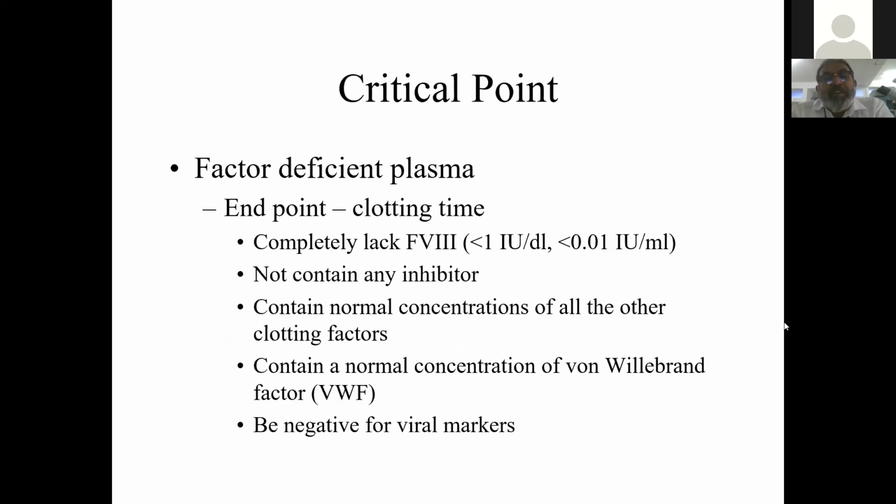Critical point for the factor deficient plasma. This is always a critical point. Of course, I'll come to show that there are certain other critical points which have started coming or have been exposed because of the modified factors that are coming up. So factor deficient plasma, you must realize, is a plasma which has got the fibrinogen, which is going to clot. It has got the other factors in adequate amount, which is going to clot, because nothing else is going to clot. So it is a factor deficient plasma which is going to determine the end time.